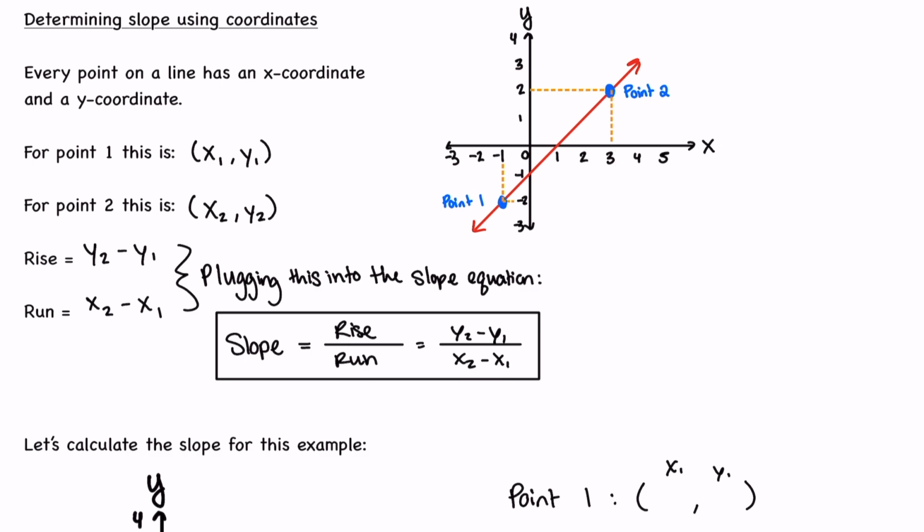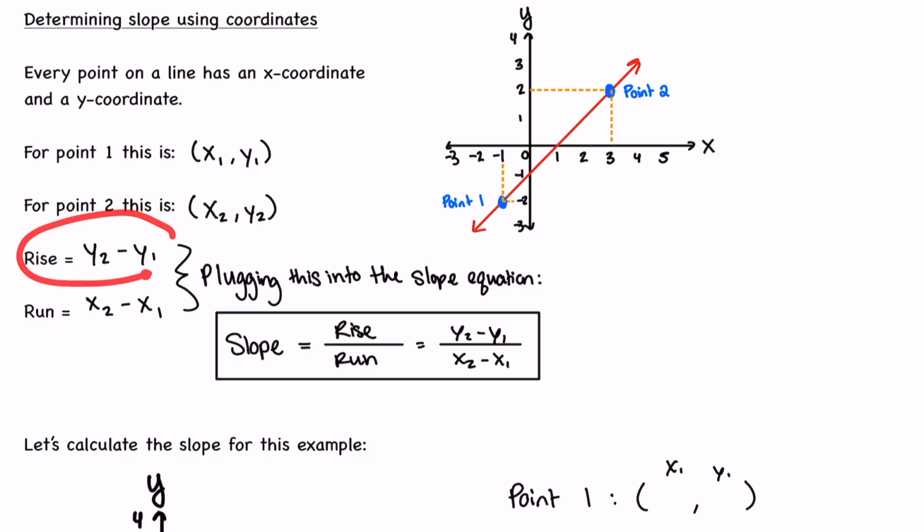But generally for points 1 and 2, when we're referring to two random points on a straight line, we refer to point 1 as just x1, y1, where the 1's represent point 1. And for point 2, we refer to it as x2, y2, where the 2's just refer to point 2. In this example, I made this point 1 and this one point 2, but really it doesn't matter. This could be point 1 and this could be point 2, or you could choose different points entirely.